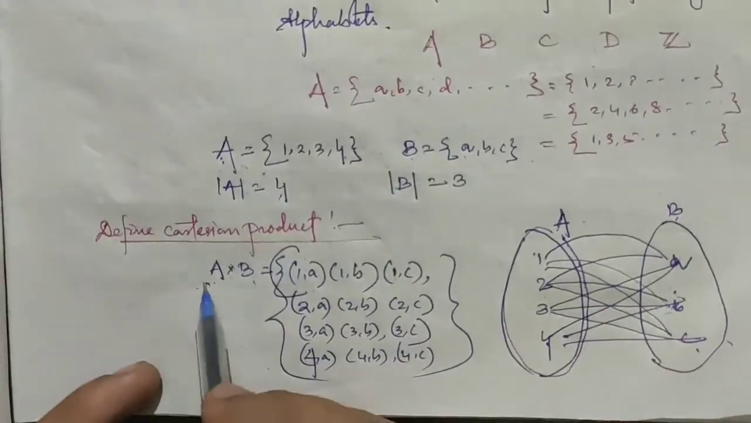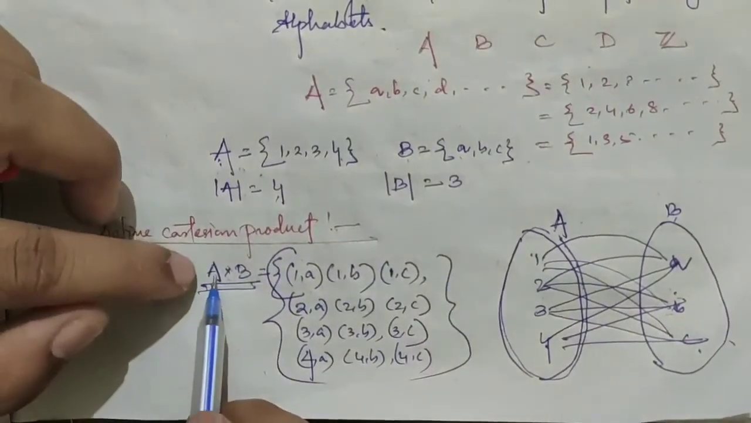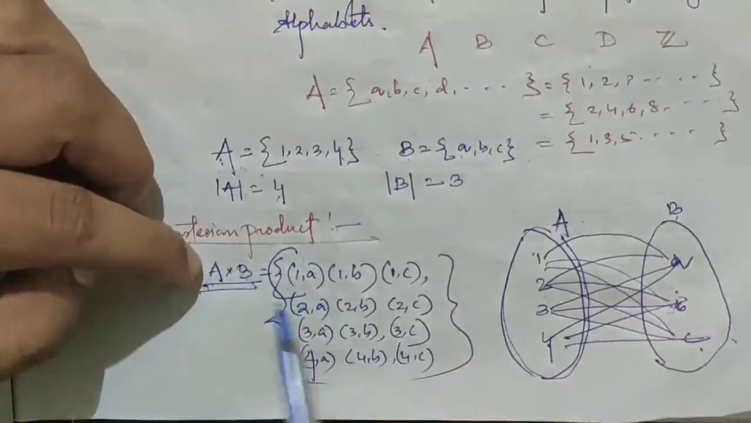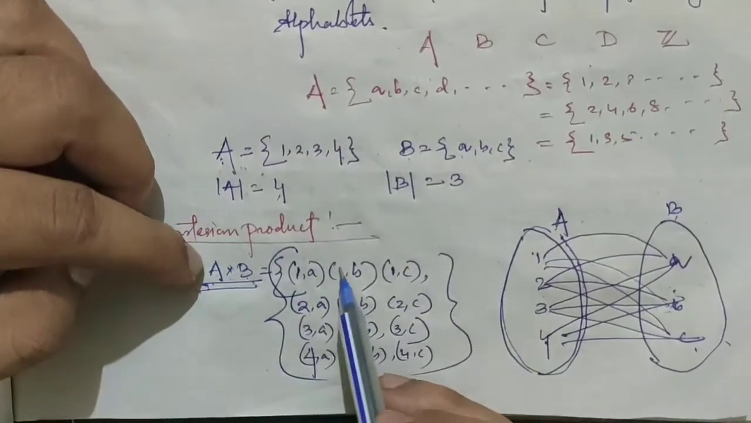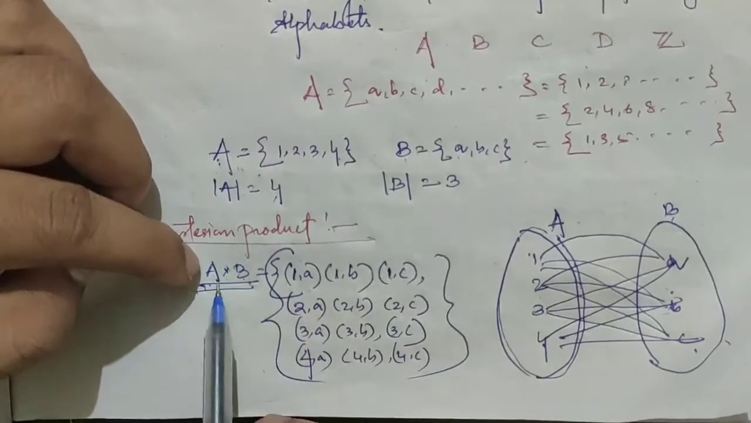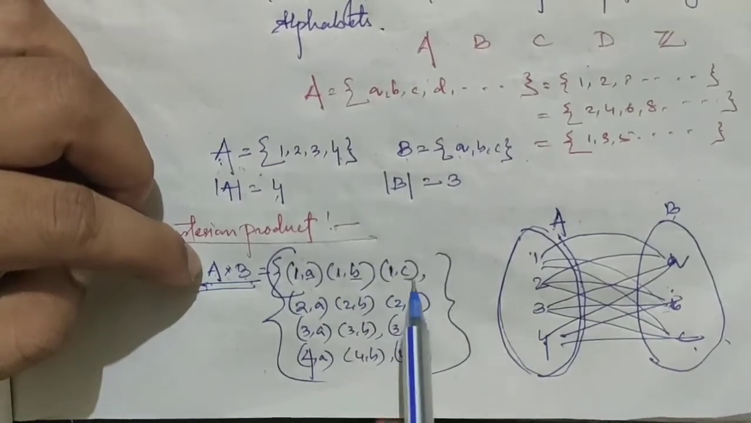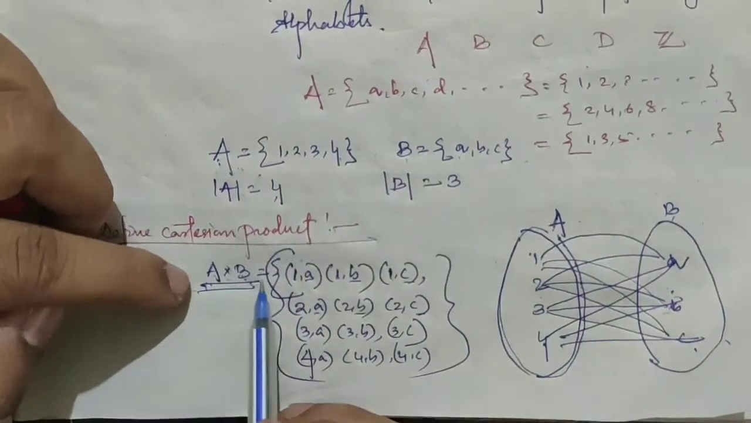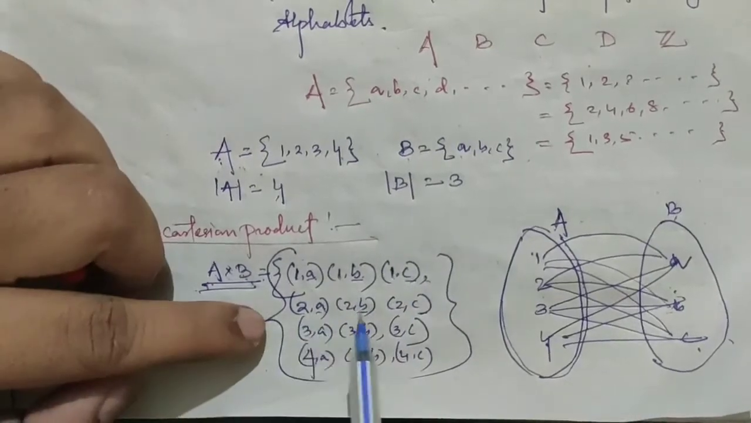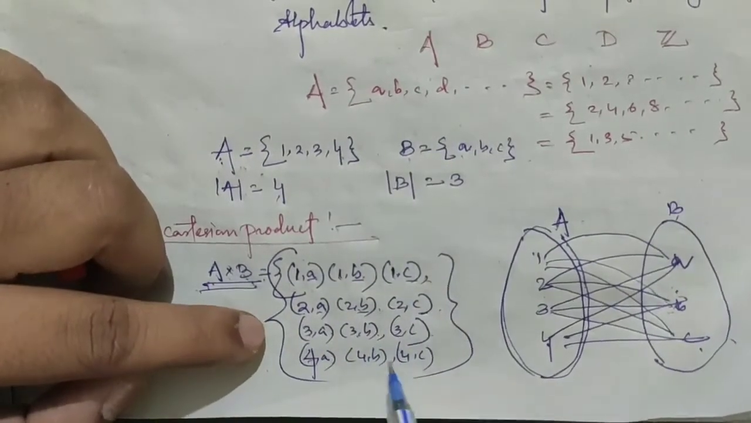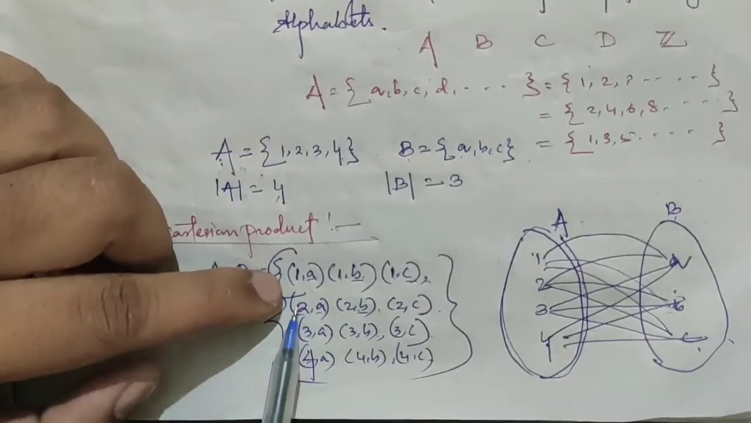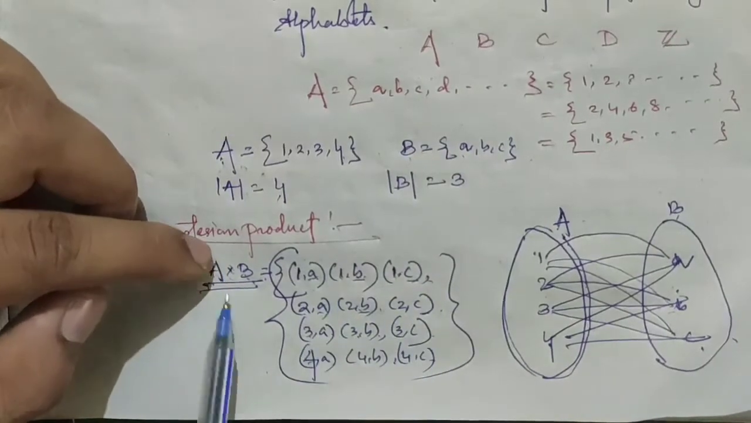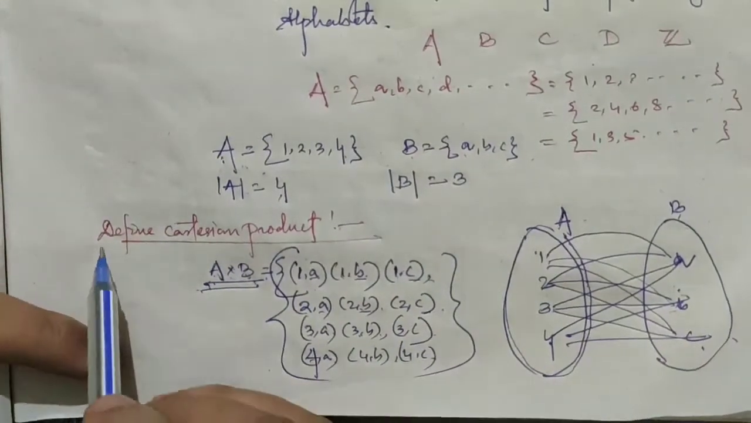So A cross B, the Cartesian product of A and B, means we are going to relate the first element, which must be an element of A, and the second element must belong to B. So A cross B is 1a, 1b, 1c, 2a, 2b, 2c, 3a, 3b, 3c, 4a, 4b, 4c. All the first elements of these pairs belong to A, and all the second elements of these pairs belong to B. In this way we have defined what is a Cartesian product.